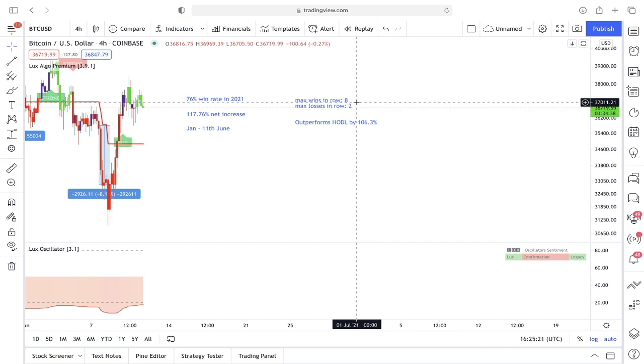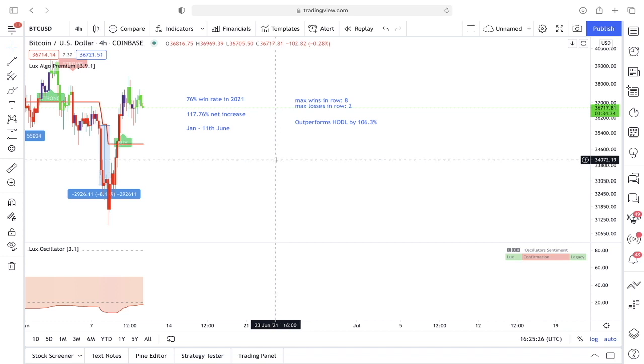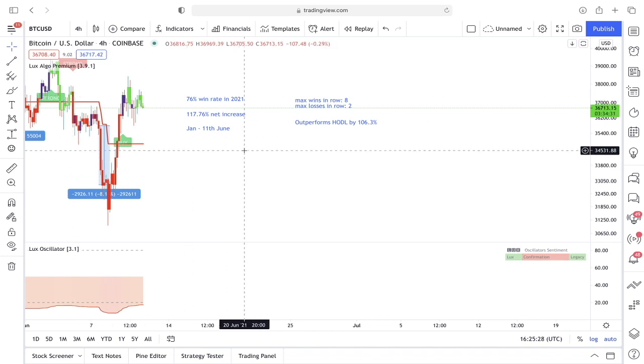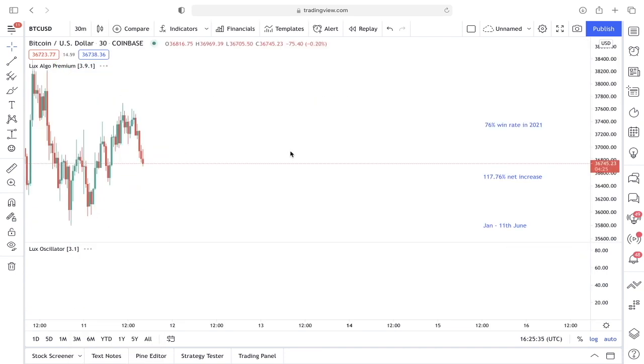The max wins in a row were 8. The max losses in a row were 2. And it outperforms hodling in the crypto market by 106.3%. And this was, of course, back-tested on the 30-minute time frame.